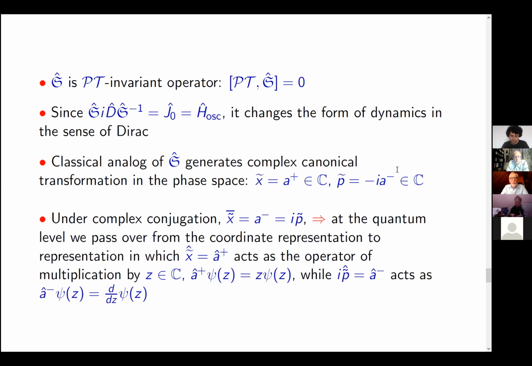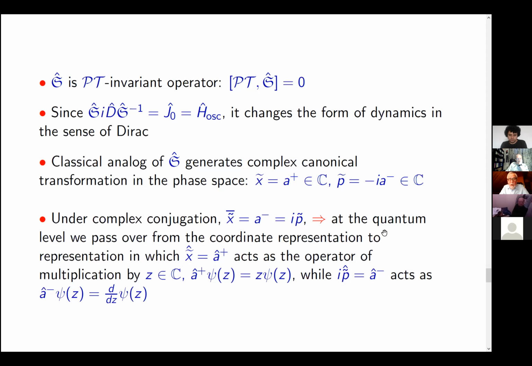Now, it is interesting to make the following observation. One can consider the classical analog and corresponding transformations of a sigma operator. It generates complex canonical transformations in the phase space. In particular, the X variable is transformed into the classical analog of the creation operator of the quantum harmonic oscillator. And the transformed P with factor minus I is transformed into the annihilation operator. If we apply complex conjugation to the transformed X variable, it transforms into A plus conjugated, which is A minus. So it corresponds to P multiplied by I.